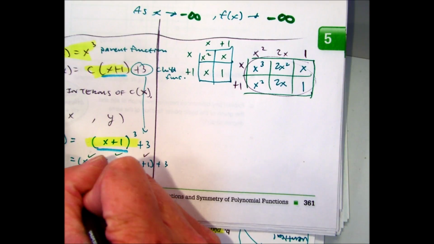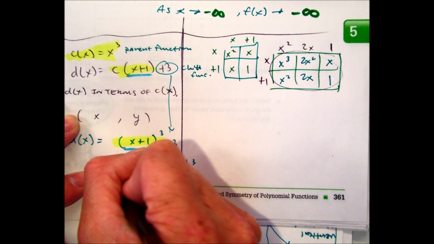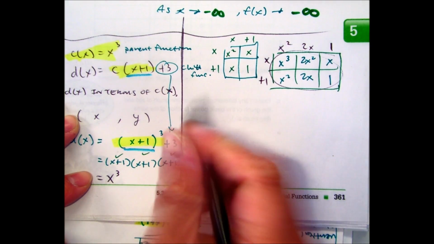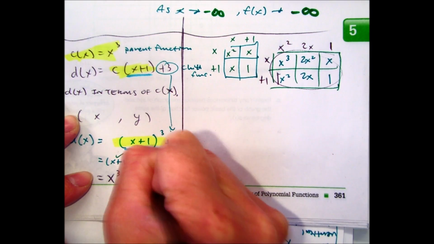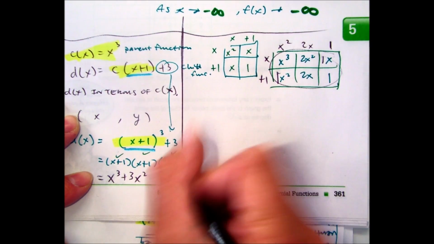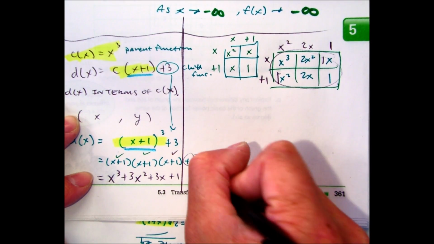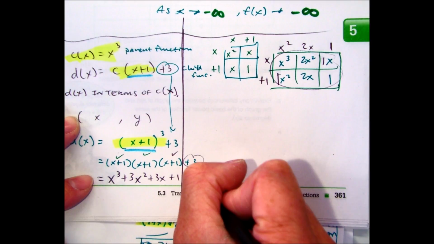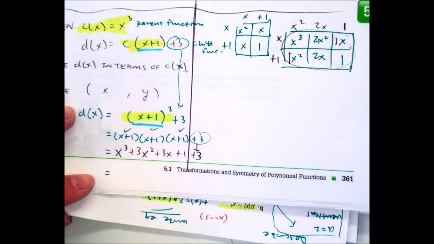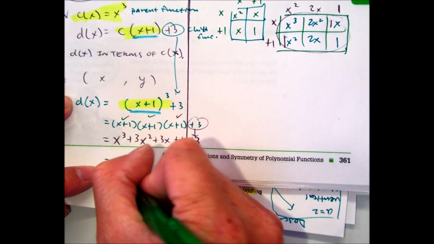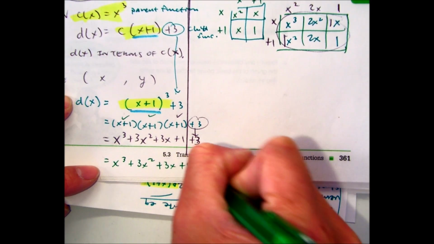all of this, what can I write over here? X cubed, good, 3x squared, plus 3x, plus 1. And I still have that plus 3 here. So my final answer is going to be x cubed plus 3x squared plus 3x plus 4.